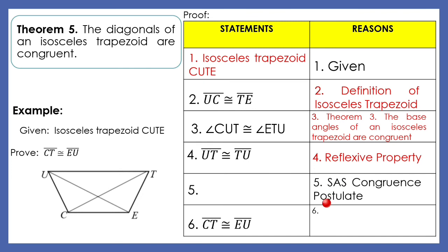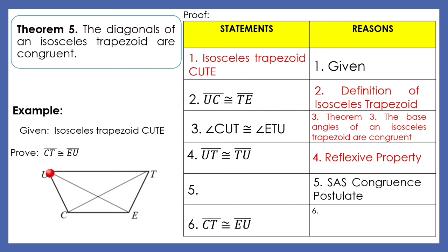Ano yung dalawang triangles na congruent? So, sabi natin kanina, yung UC congruent siya sa TE. So, that is side. And then, pangalawa, angle CUT. Okay, so this is angle CUT and angle ETU. So, yun yung pangalawang corresponding parts. And then, yung pangatlo ay line segment UT is congruent to line segment TU. So, ano yung dalawang triangles na merong side angle side na congruent?